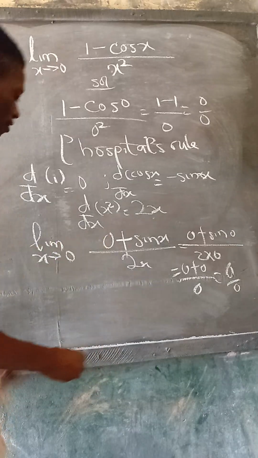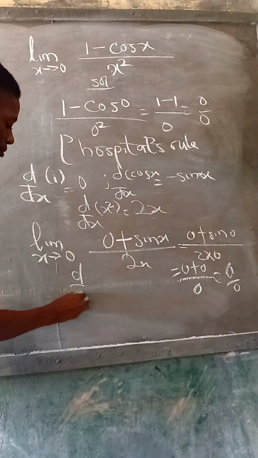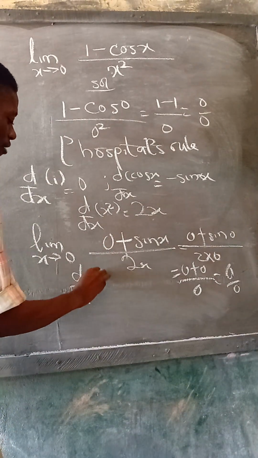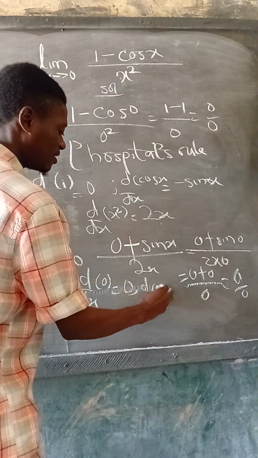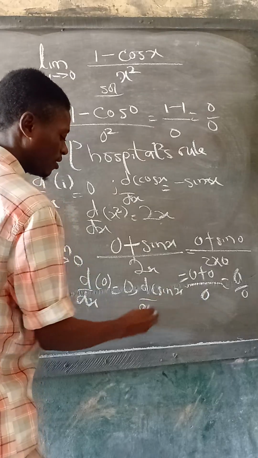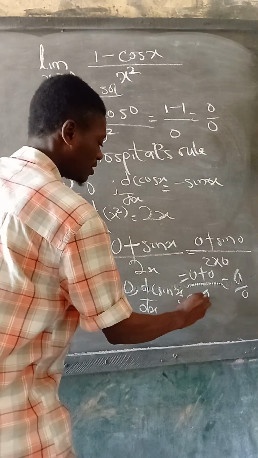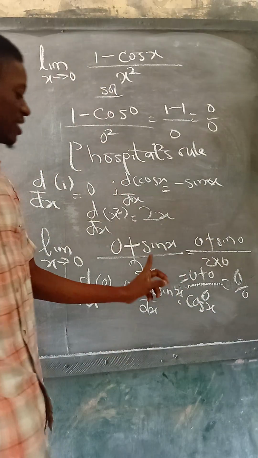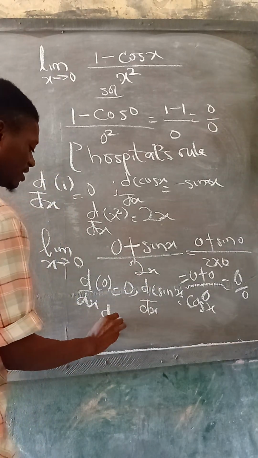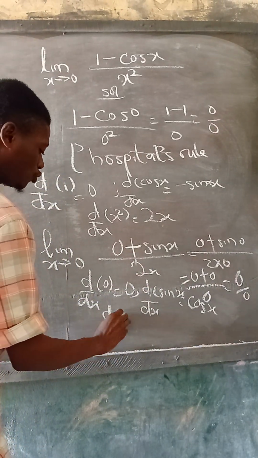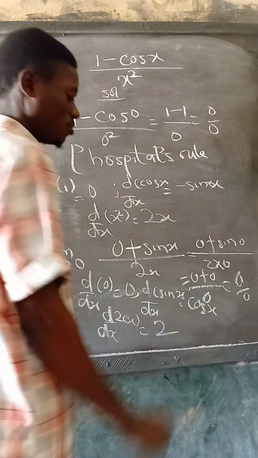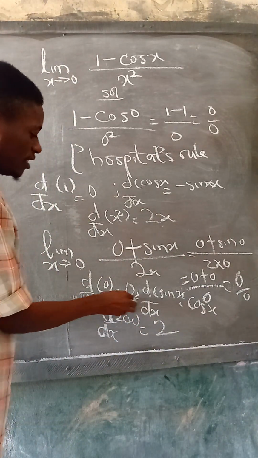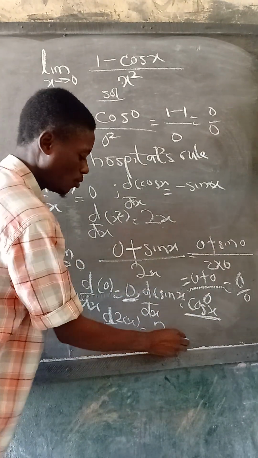So what is the derivative of 0? The derivative of 0 is 0. What is the derivative of sine x? Sine x is going to give us what? Cos x. And what is the derivative of 2x? The derivative of 2x is 2. So we are now going to make use of these new values.